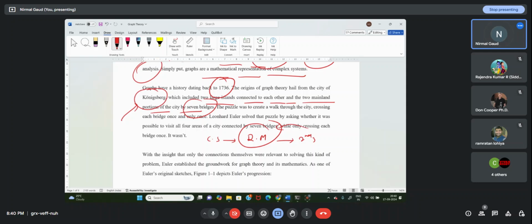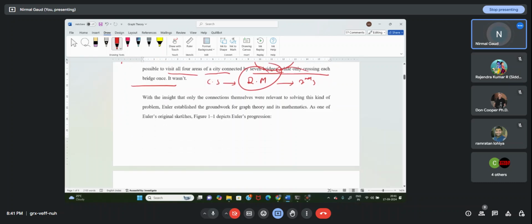I am having two islands connected to each other, and there are two mainland portions of the city. And overall, we are having seven bridges. And there is a puzzle. The puzzle is we have to visit all the four areas of the city connected by the seven bridges, only crossing each bridge once. That was the problem. You have to visit all the four areas of the city, but there is a condition. You have to use a bridge only one time. There are seven bridges, there should not be any repetition.